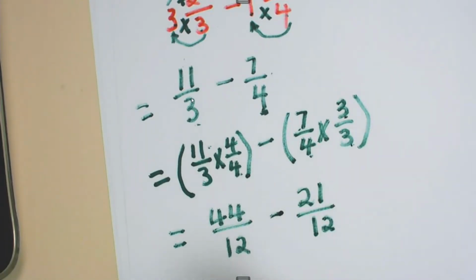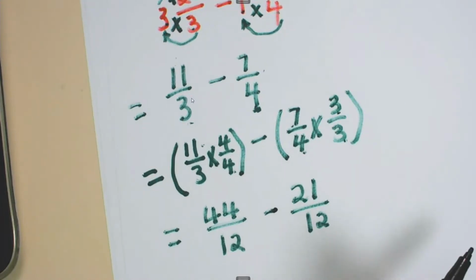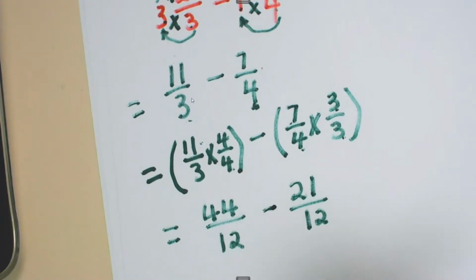Halala. Now, denominators are the same. We have achieved the first objective. After having achieved the first objective, what do we do? We know we just subtract the numerators. Now we are allowed to subtract the numerators. Why? Because denominators are the same. Now, 44 minus 21. Again, guys, mental maths.